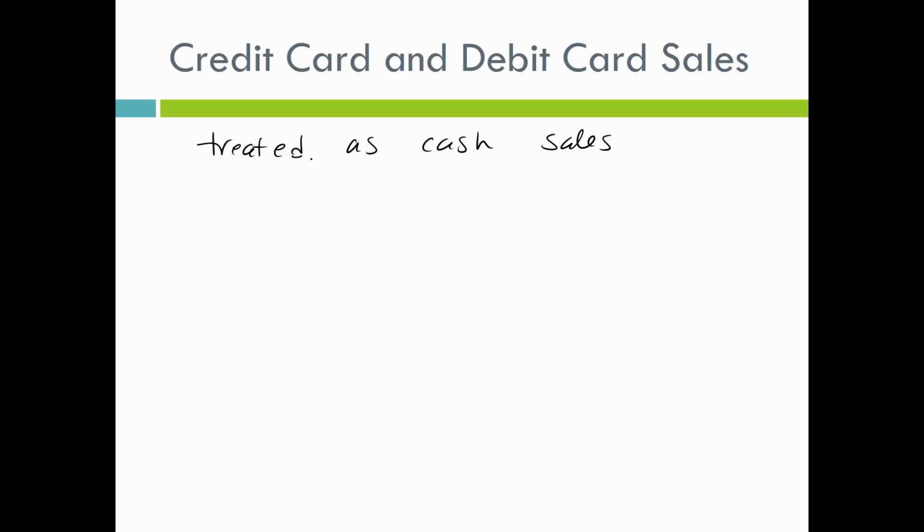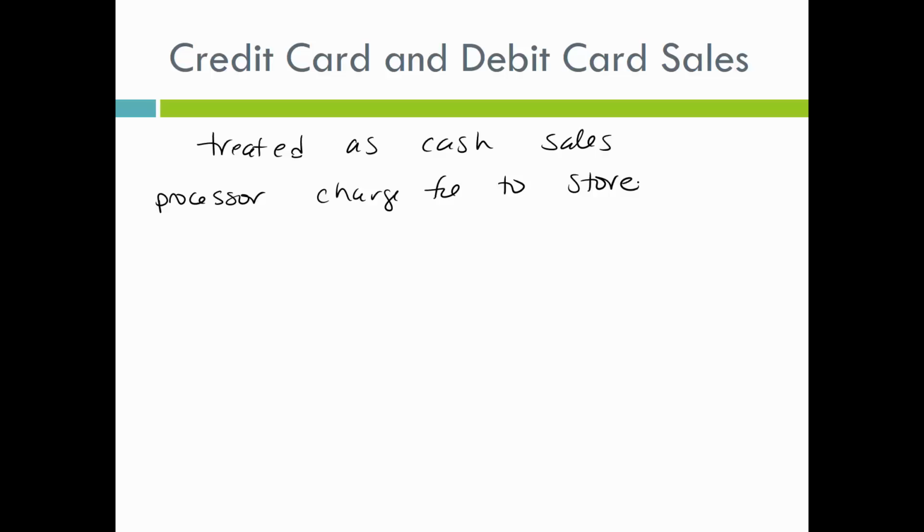In accounts receivable, I don't get that cash until the customer pays. But now I get it right away. So that's why these are treated as cash sales. The bank that represents me, the merchant, is called a processor, and they charge a fee. So they charge a fee to the store or the merchant or the business, for doing all this processing.